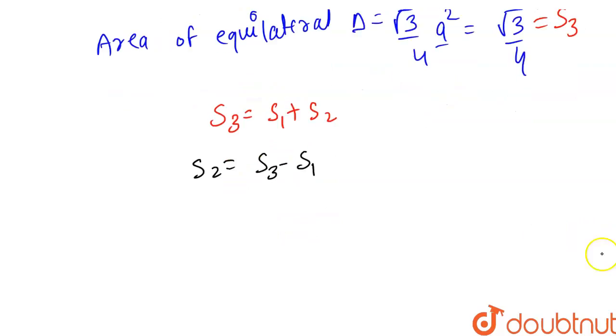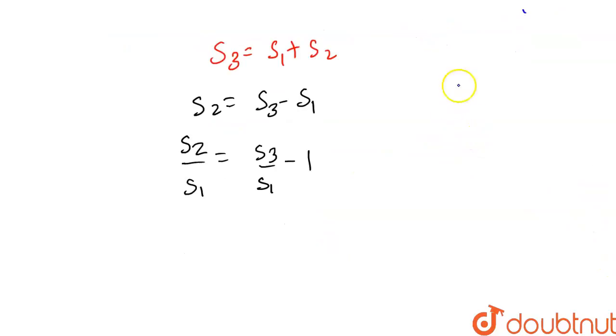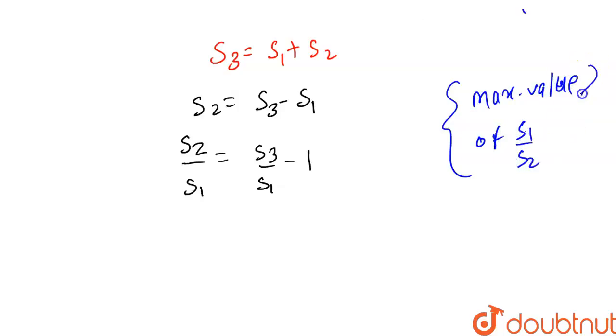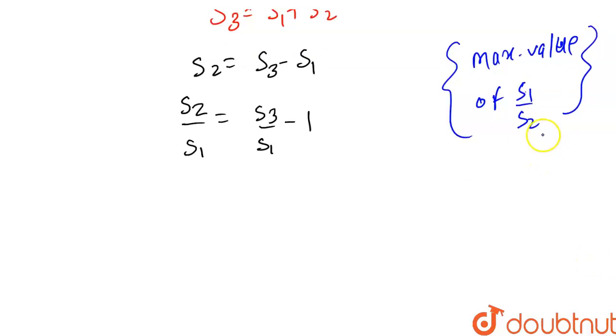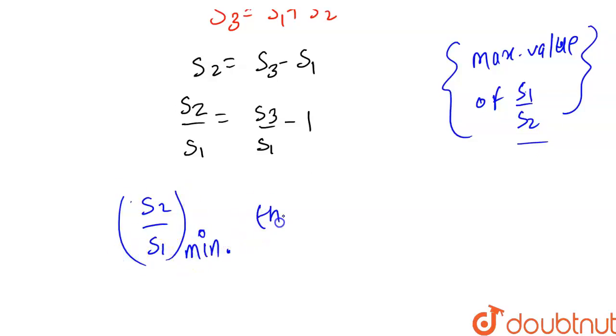Now let's divide both sides by S1, then we get S2 divided by S1 equal to S3 divided by S1 minus 1. Now we have to find the maximum value of S1 upon S2. If S2 upon S1 is minimum, then this implies that S1 upon S2 is maximum, right? So let's find the minimum value of S2 upon S1.